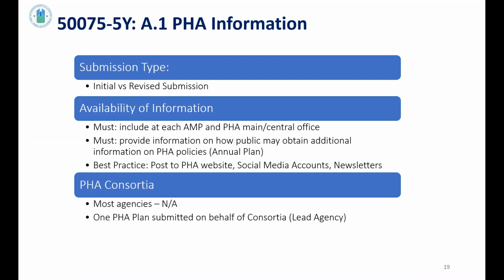Here, the PHAs must identify where the PHA plan and component units are available for public review. The 5-year plan must provide information on how the public can obtain PHA policies that are components of the annual plan. Generally, all the PHA policies are incorporated by reference into the PHA plan. Common policies might include an admissions and continued occupancy policy or an administrative plan and tenant selection policies.